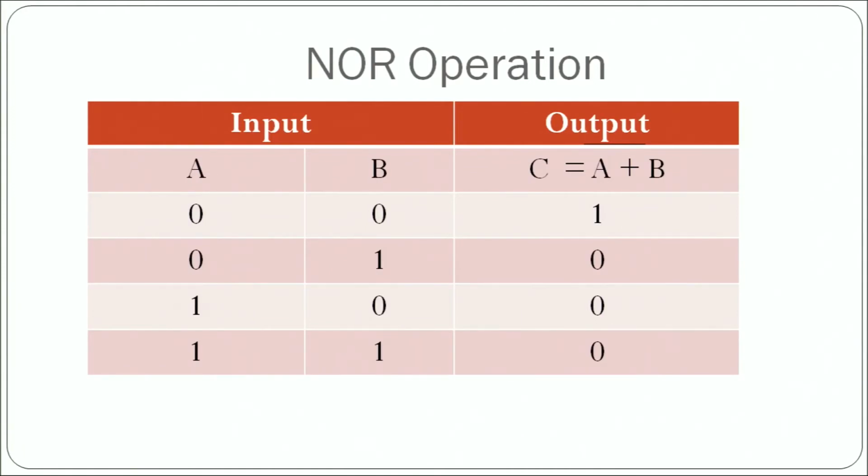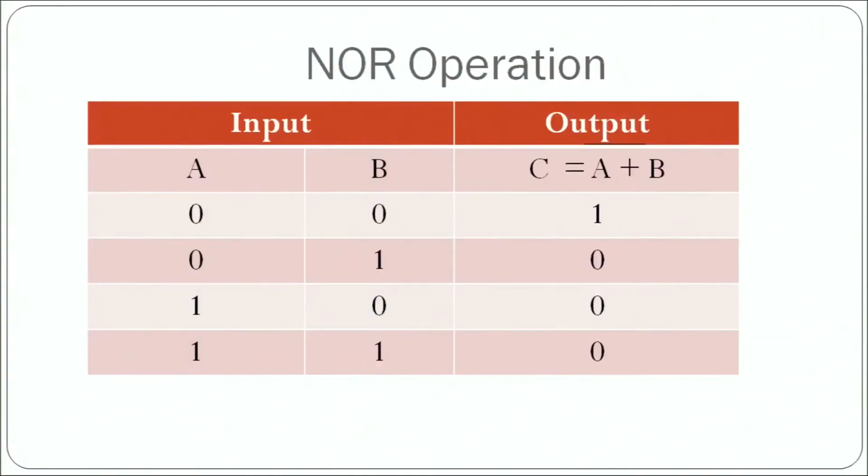If the output in OR was 1, then in NOR it will be 0; if the output in OR was 0, then in NOR it will be 1. Simply the opposite, NOT OR. So what was the OR operation? Either A or B, if it is 1, the output would be 1. So in the NOR operation, what would be the completely opposite of OR? That if none of A or B is 1, then only the output would be 1.